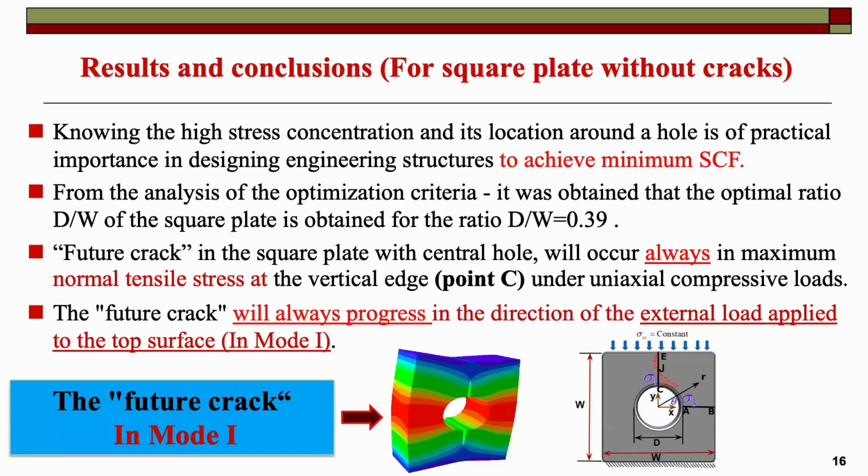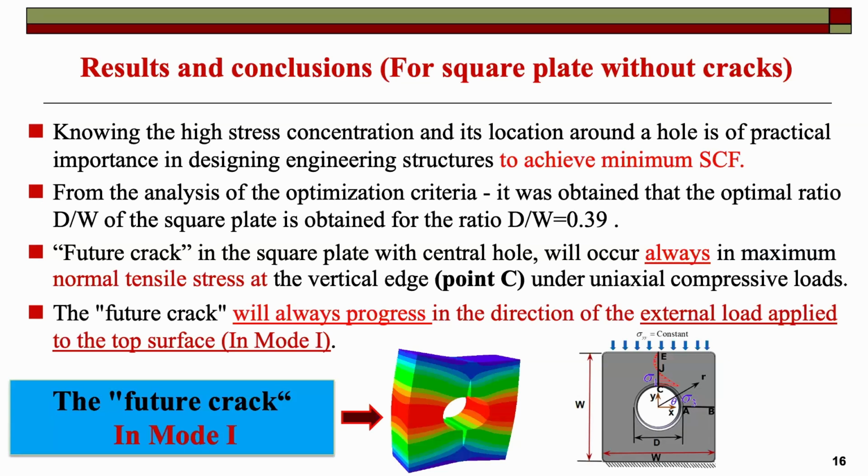So, the resultant conclusion for the square plate without cracks. Knowing the high stress concentration is located around the hole, it is of practical importance for design engineers to achieve the minimum stress concentration factor. From the analysis of the optimization criteria, it was obtained that the optimal ratio d over w of the square plate is equal to 0.39.